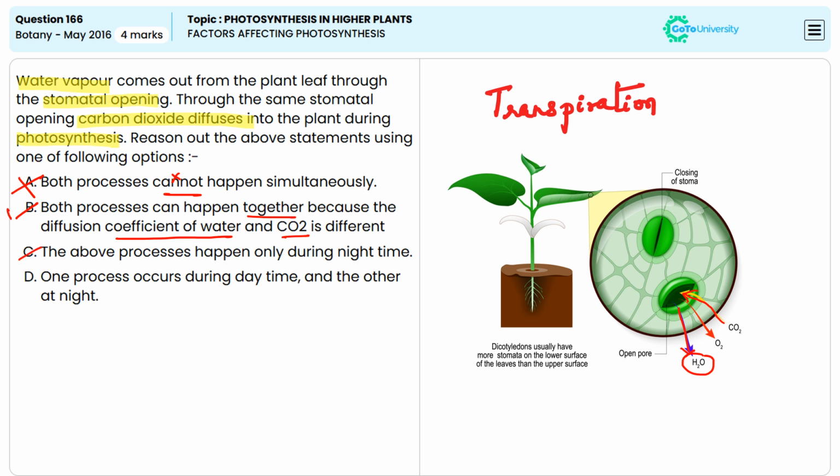Coming to option C, the above processes happen only during night time. This is also incorrect because photosynthesis occurs during the day and transpiration can occur both day and night. So option C is incorrect. Option D: one process occurs during daytime and the other at night. So as we explained right now, option D is also incorrect. The correct answer is option B.